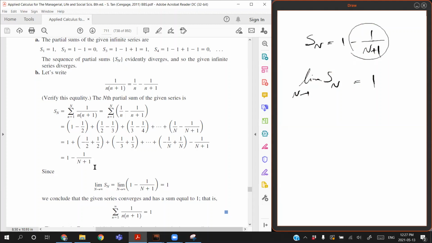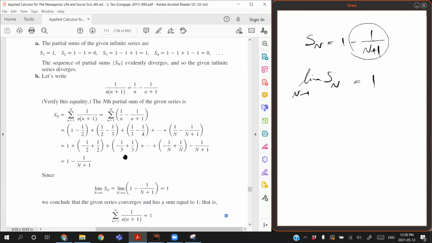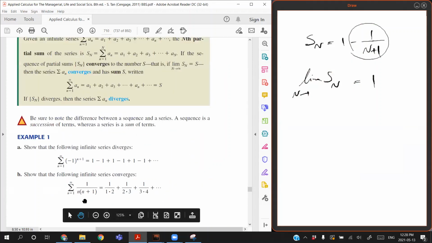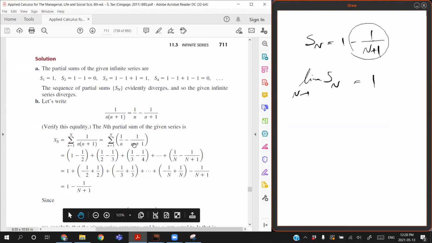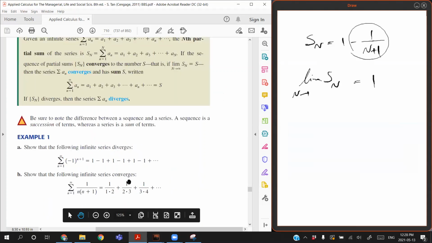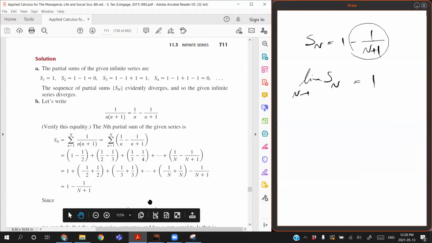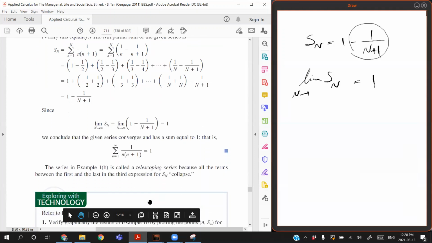That means the sequence of partial sums is convergent to 1, then automatically the series is convergent and it converges to 1. This series is equal to 1. That is, if you just add up all these numbers, 1 over 2 plus 1 over 6 plus 1 over 12, the same pattern forever to infinity, you get 1. Make sense? Any questions?